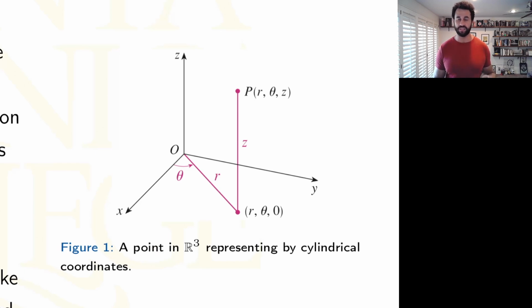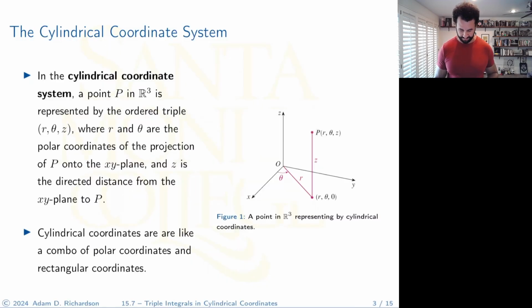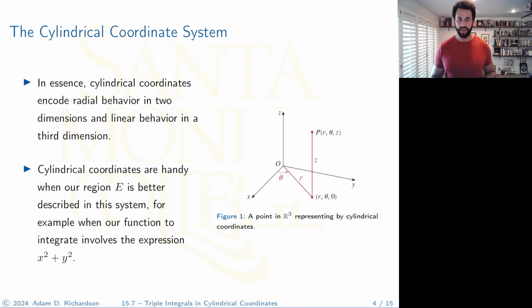You use polar coordinates for two dimensions, and then you use a Cartesian coordinate for the third dimension. So here, our x and y dimensions are given in terms of polar coordinates, and then our z dimension we just keep in terms of Cartesian coordinates. That's basically it. Cylindrical coordinates are just like a combo of polar coordinates and rectangular coordinates. So in essence, cylindrical coordinates encode radial behavior in two dimensions and linear behavior in a third dimension. So you can kind of think about it like that.